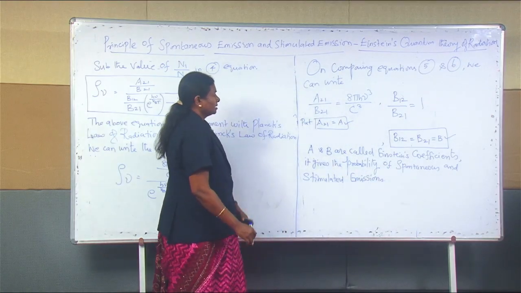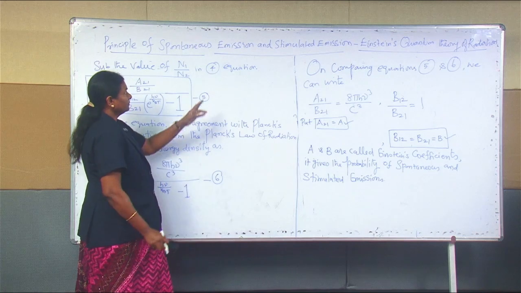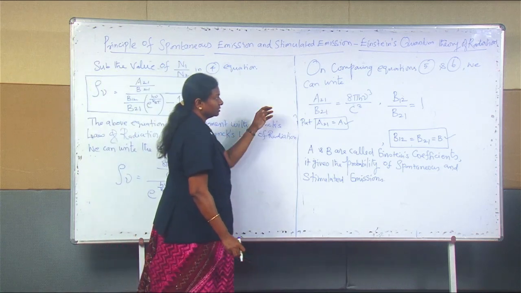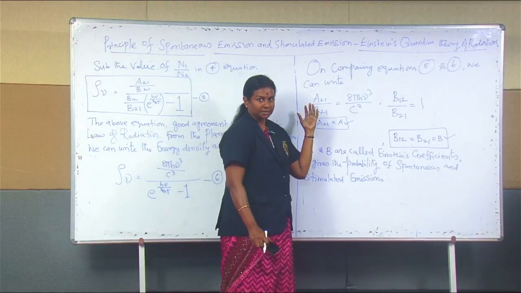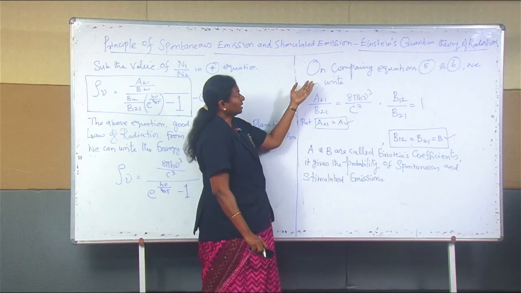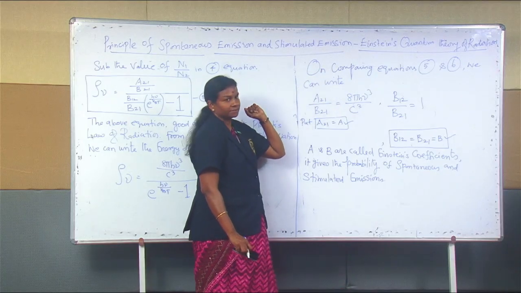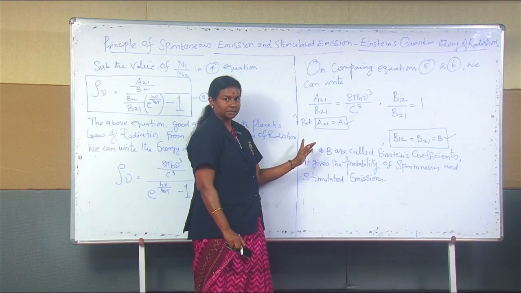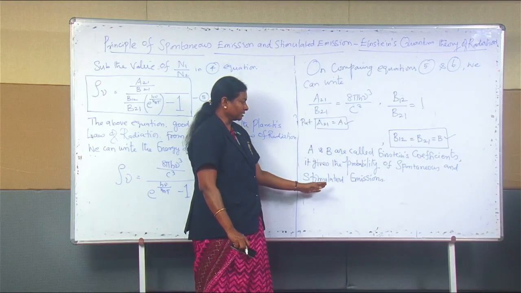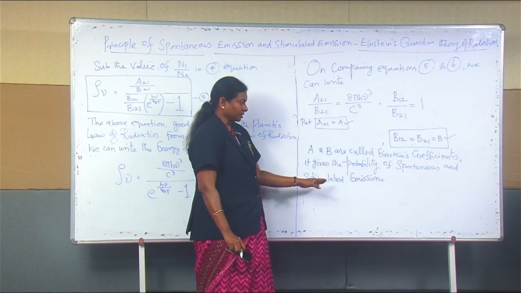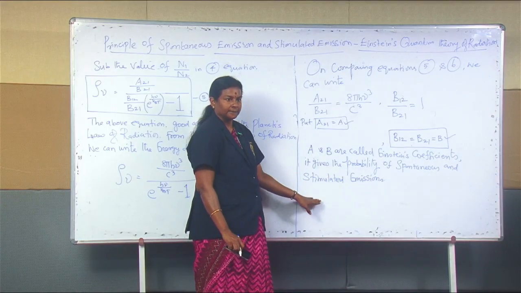Okay. So, here you see the principle of spontaneous emission and stimulated emission. How this process is based on that we have the explanation, and we have finally reached the quantum theory of radiation. There we have introduced two constants. From that two constants we have discussed all these probability functions, that is spontaneous and the stimulated emission. Clear?